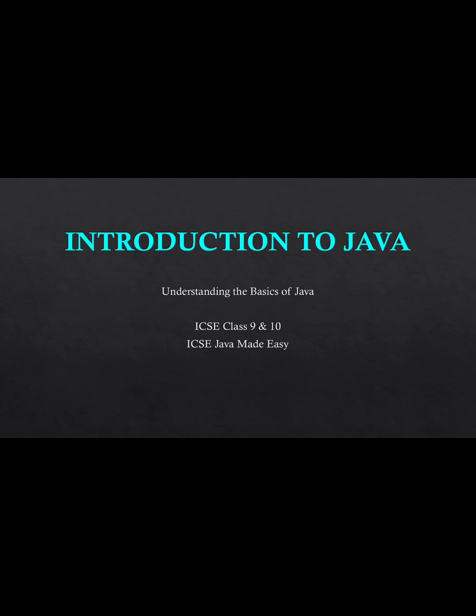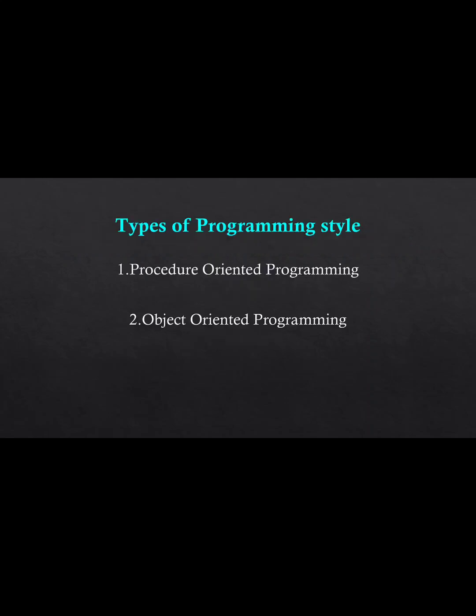Here we'll be understanding what Java really is. And this video is entirely about the basics of Java. Now, let us start. In the last video I told you what programming is and what the programming languages are. Now, programming has two different styles. First, procedure oriented programming, and second, object oriented programming. Now, let's understand what procedure oriented programming is.